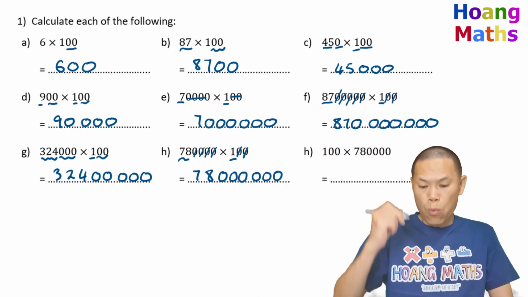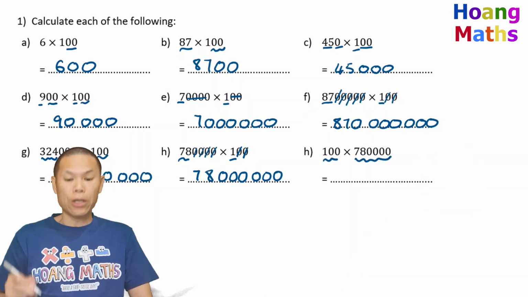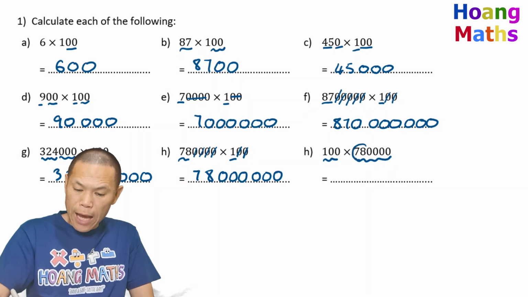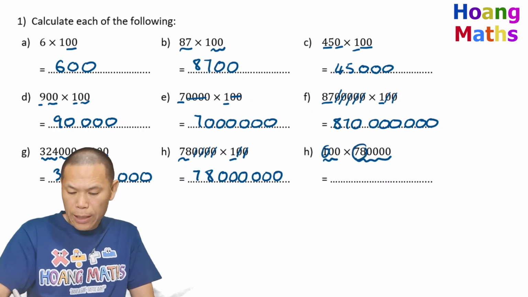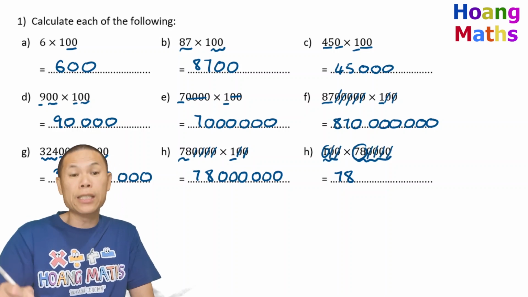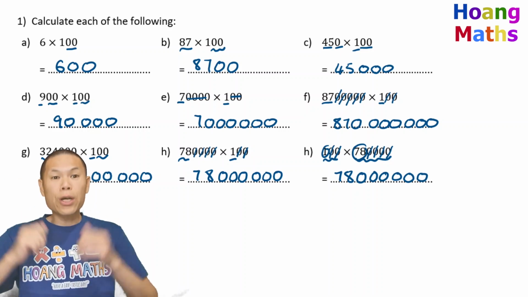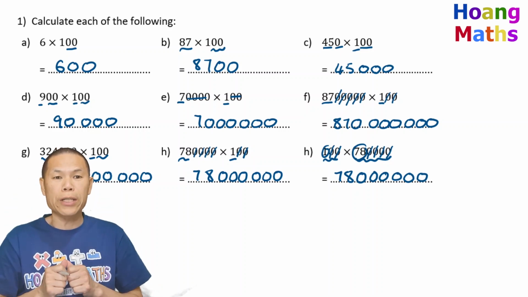Now we have 100 times 780,000. So we just go 78 times 1. That will give me 78. And we have 1, 2, 3, 4, 5, 6 zeros. So we just write this down. So there you go. I hope you got all of them correct.